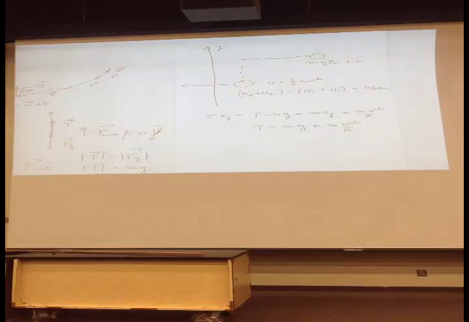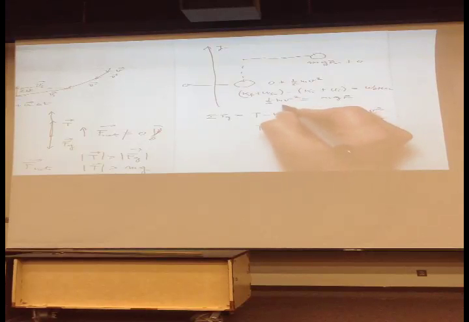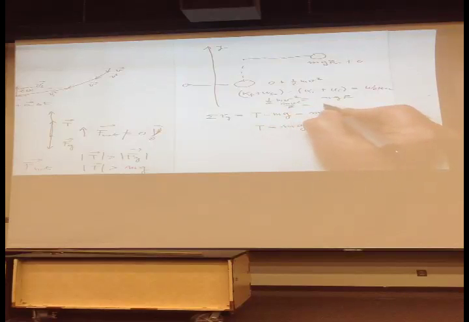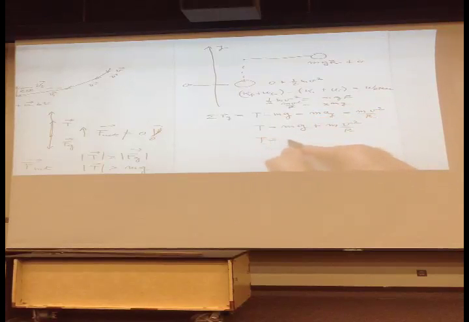So we are safe, we can do that, and then you can say 1/2 mv squared is equal to mgr. What we need from here is mv squared over r. So mv squared over r is equal to 2mg. So here T equals mg plus 2mg. So T is equal to 3mg.